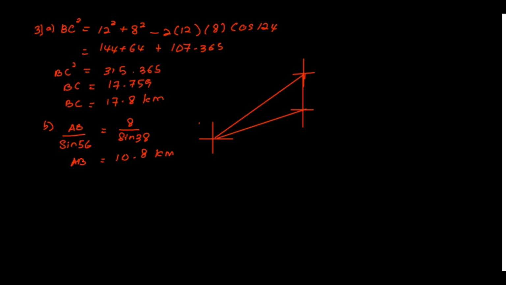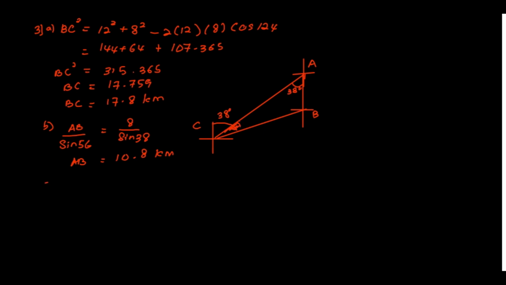Okay, this is C, this is B, this is A, and since we want to find bearing B from C, that means we are looking for this angle. Here we know this is 38 degrees, because this is 38, right? So we need to find this angle only.